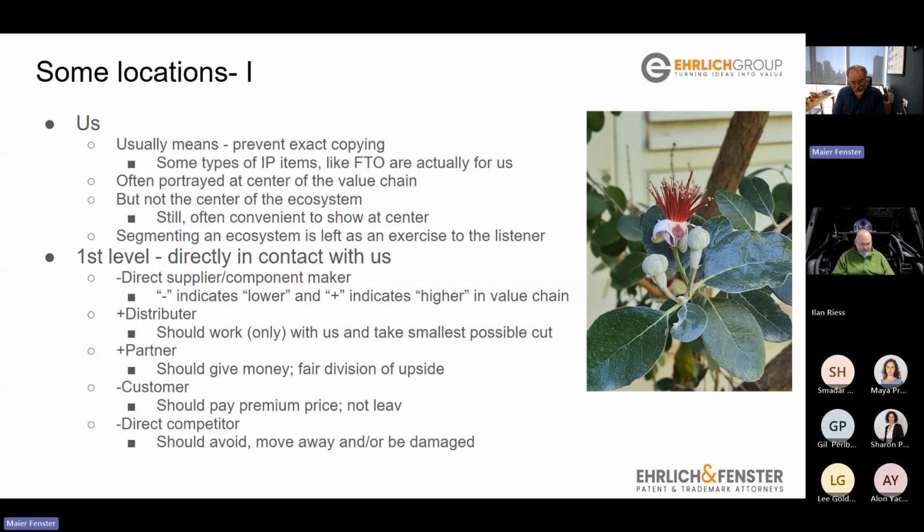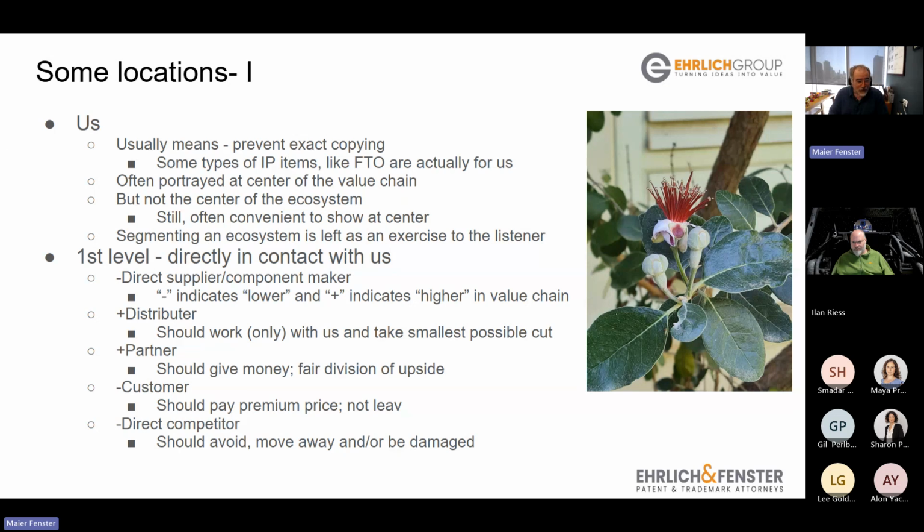Instead of targeting the IP at us, we can target the IP at entities that are in direct contact with us. You notice I have these minus and plus signs. The minus means somebody lower in the value chain, and plus means higher in the value chain. For example, a direct supplier of your company is below you in the value chain, and it might be valuable to have IP on what that supplier does, for example, to prevent that supplier from working with other people. Same thing for your distributor. If your distributor sells your product and the competing product, it definitely tempts customers to buy the competing product. If there's only one distributor, the distributor is tempted to charge a very big, let's call it cut. And these things can be made better using IP.